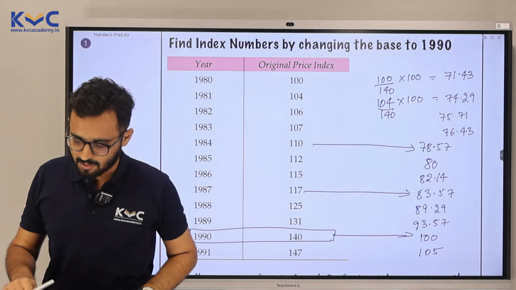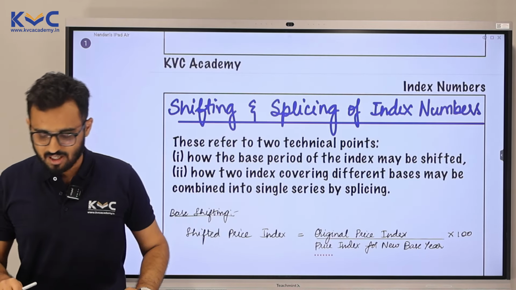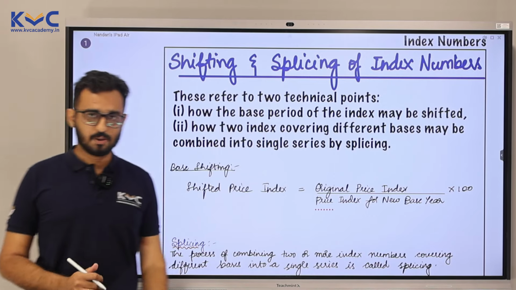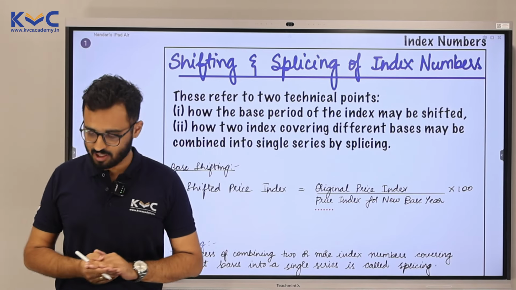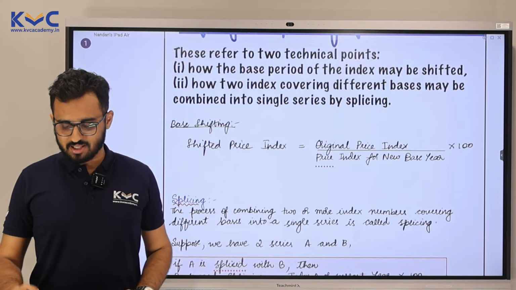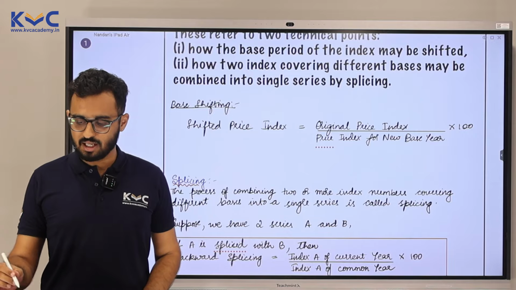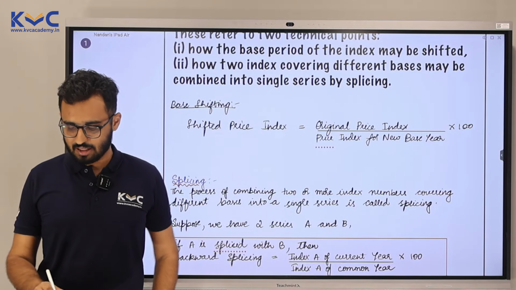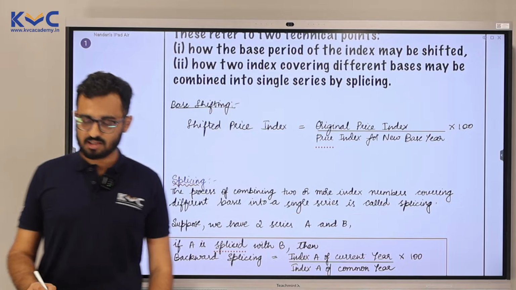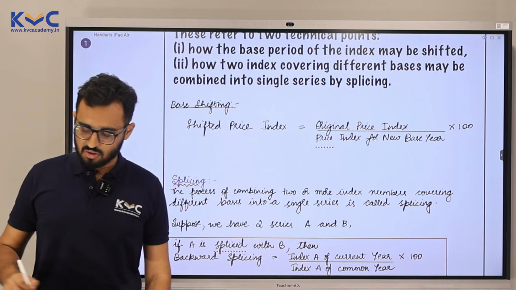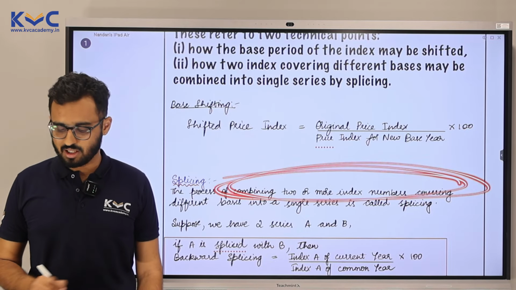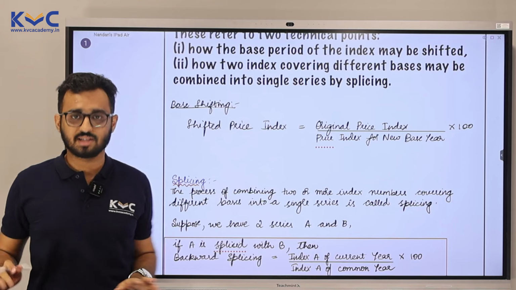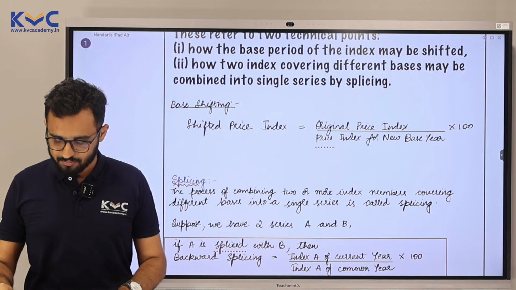Wonderful. So that is the concept of shifting of index numbers. Let us now discuss splicing of index numbers. What is splicing? The process of combining two or more index numbers covering different bases into a single series is called splicing. So here we are combining two or more index numbers covering different bases. There are two sets of data with different bases, so we are going to combine them.